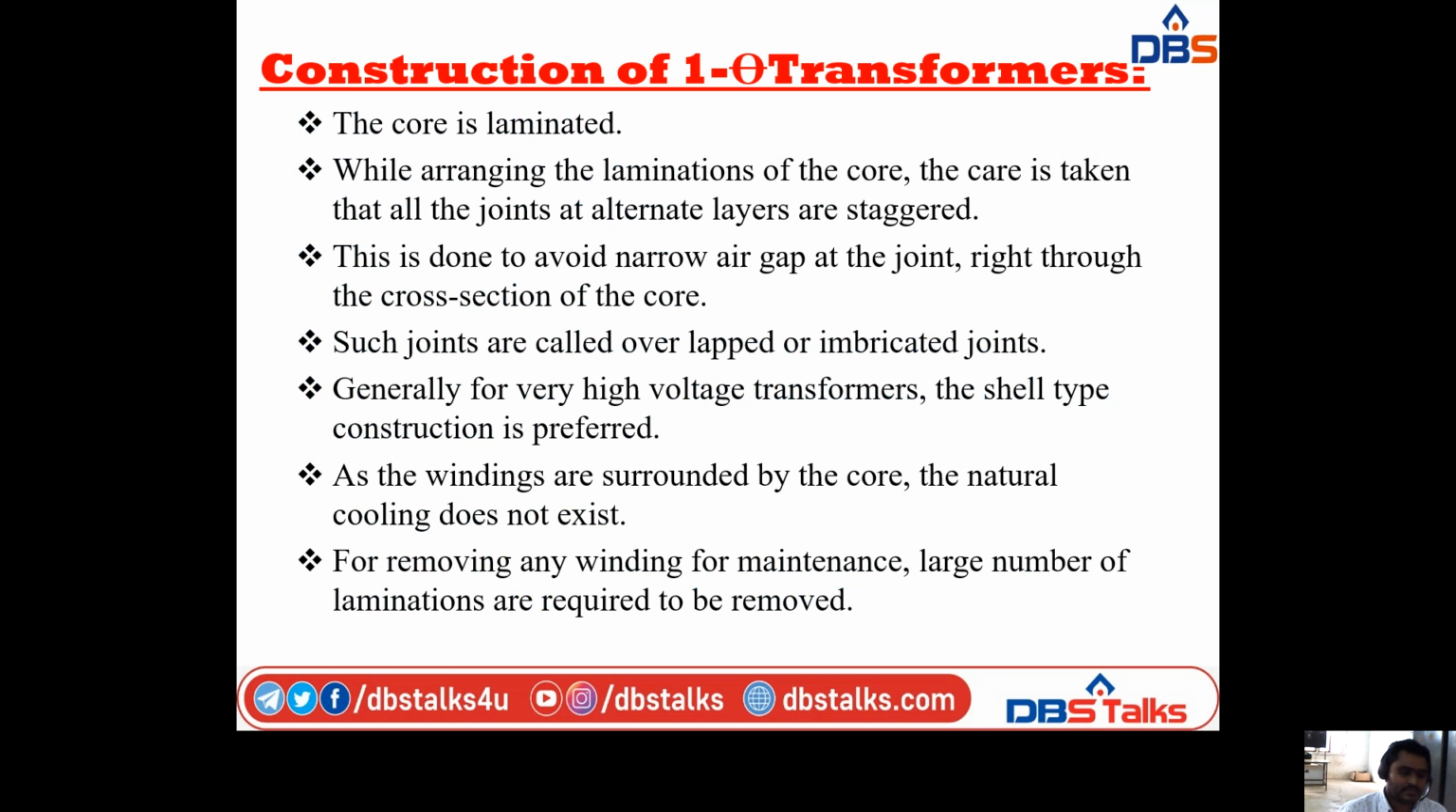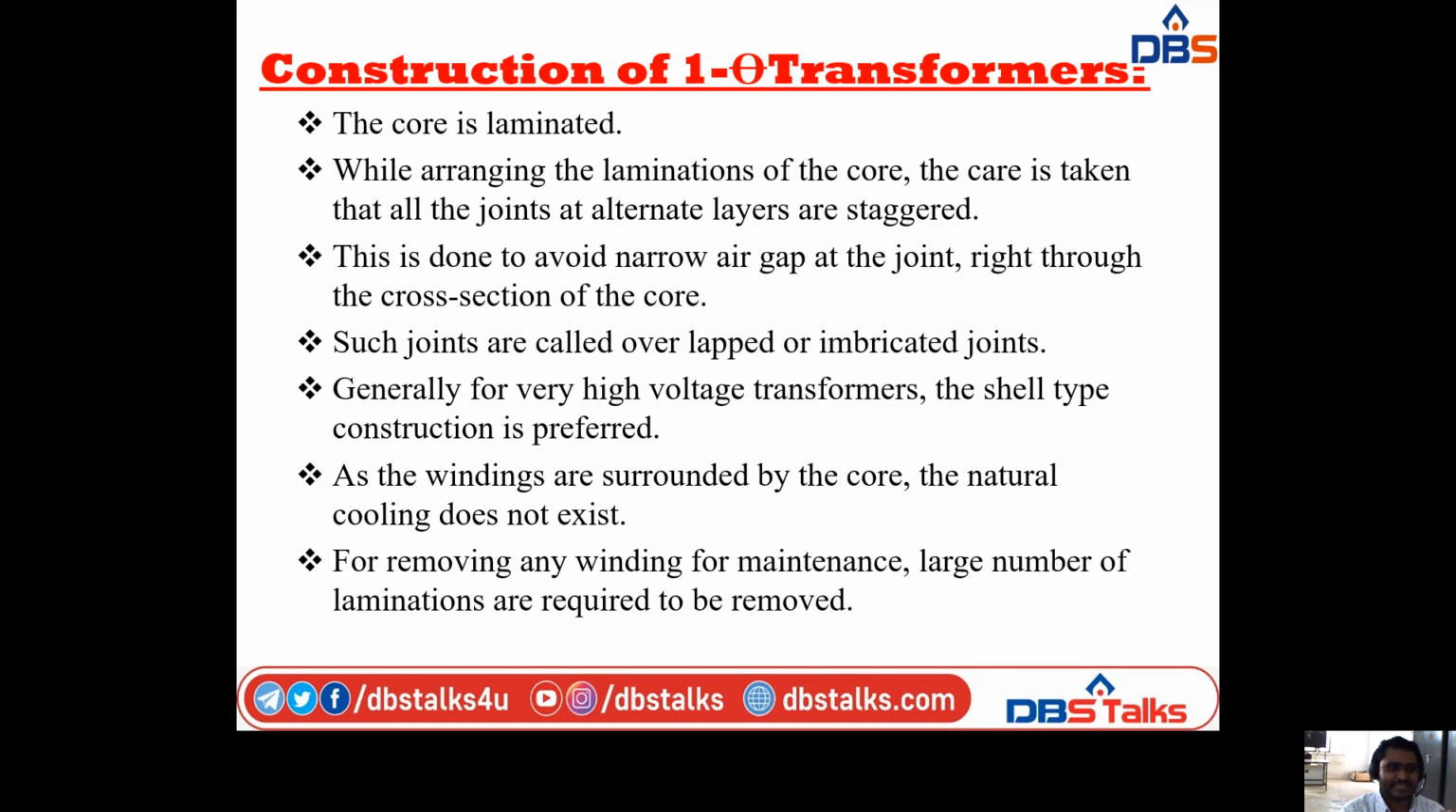So in the shell type, the core is laminated, and by arranging the laminations of the core, care is taken that all the joints in alternate layers are staggered. By this we reduce the high reluctance, and there is no air gap between the joints. That's why there is staggering.